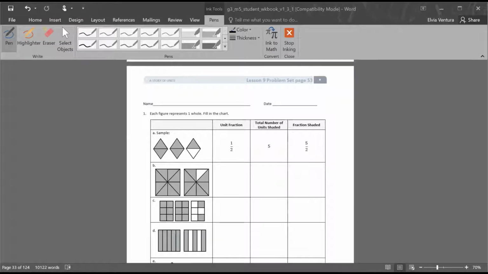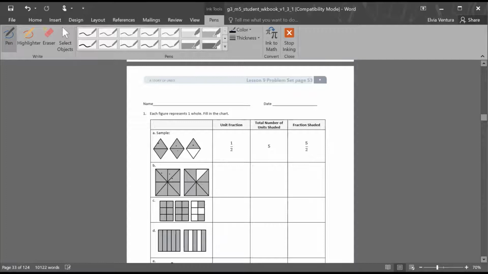Okay, so it says each figure represents one whole. Fill in the chart. So just like we've been doing all week, boys and girls, looking at here, we have the unit fraction, it's 1/2, okay? So then it says, they've done the first one, total number of units shaded. So we have 1, 2, 3, 4, 5 are shaded, right? And then it says fraction shaded, it's going to be 5 halves. 1, 2, 3, 4, 5 halves. Let's look at the next one.